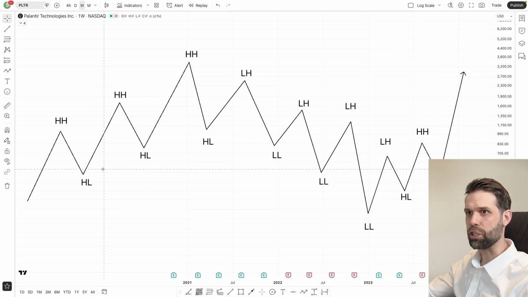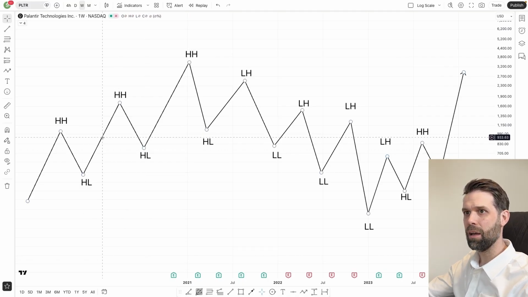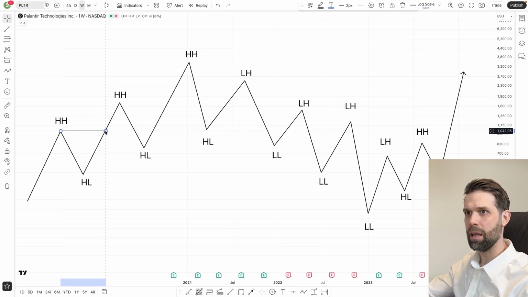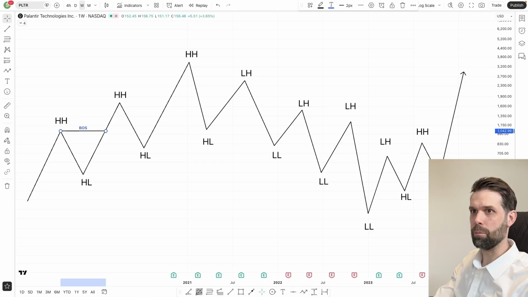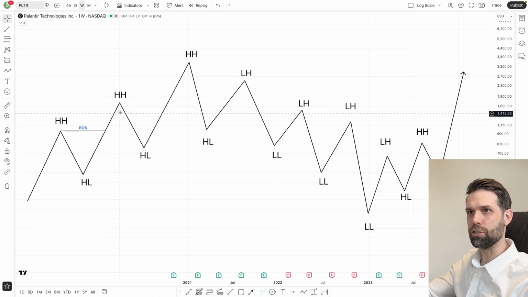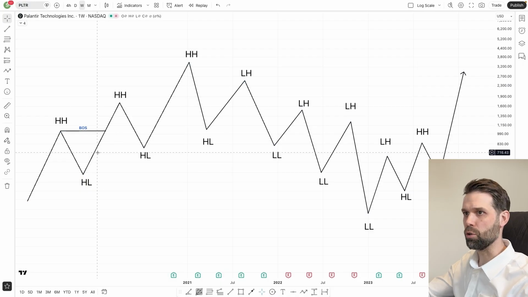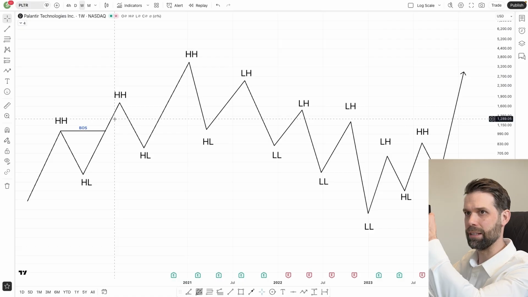A break of structure happens when price closes candles above the previous high. So right in this area, when price is rising up to the right, and it closes candles above the previous higher high, that is a BOS. So it's a break of structure. That kind of sounds negative, but basically it means trend continuation. So we're continuing the trend up and to the right.